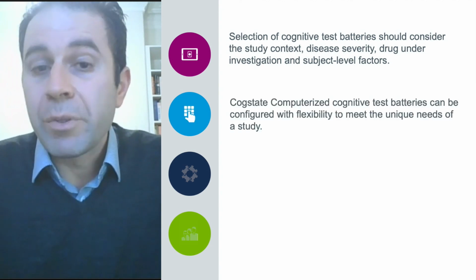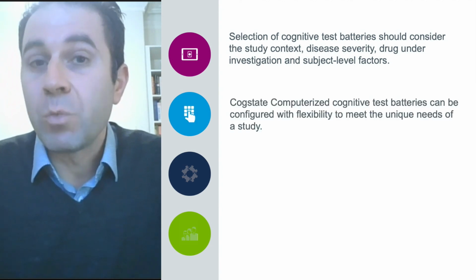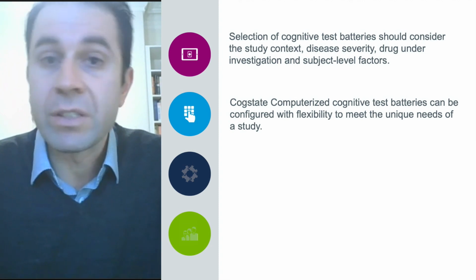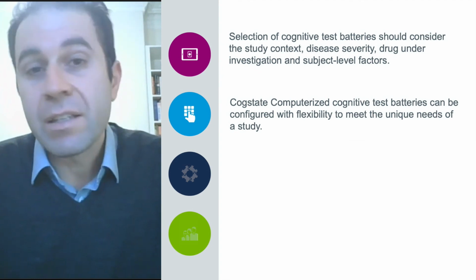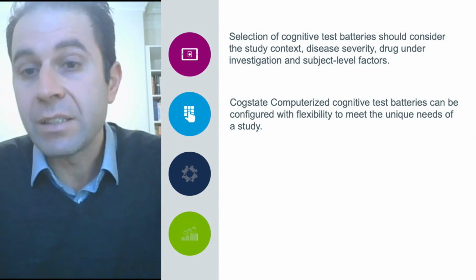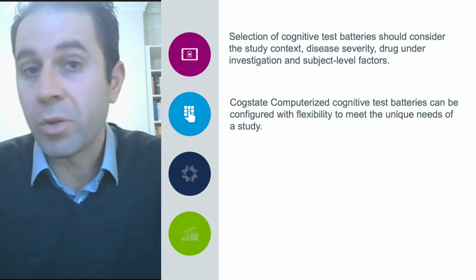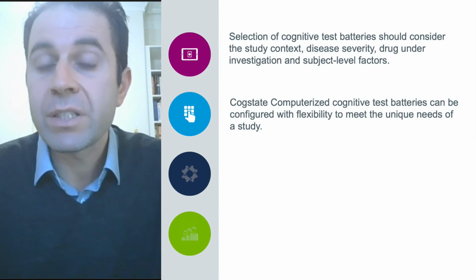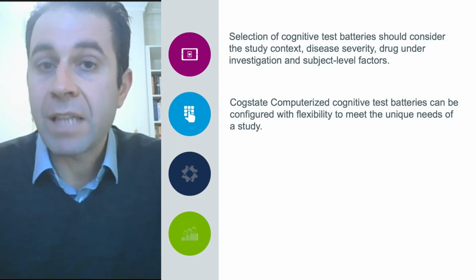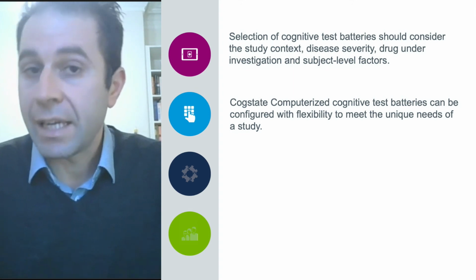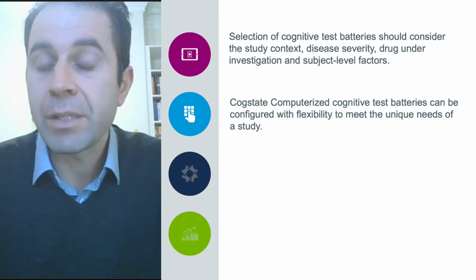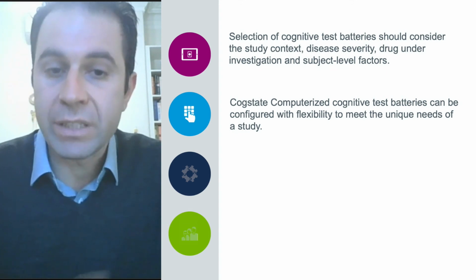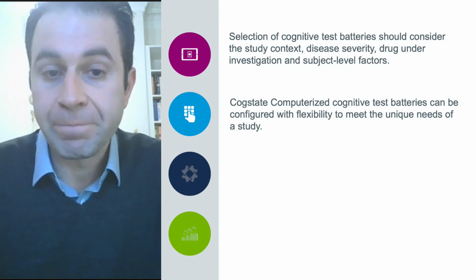The Cogstate computerized battery can be configured with flexibility. So we've seen many different tests in these studies that we've discussed today. And importantly, the tests used in those studies doesn't need to be the same for each time point within a study period. So it certainly can be consistent across time points. However, if a study team has more time for administration, say at a baseline and a certain follow-up assessment, we can certainly incorporate more tests at those time points and fewer tests at the assessments in between.